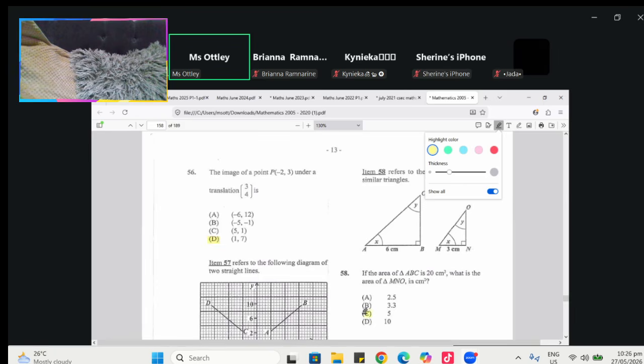Why is the answer 5? Because when we are thinking similar triangles, we can see that the scale factor is 2, right? The scale factor of the 2 triangles is 2. So the scale factor for area is going to be 2 squared, which is 4. So 20 divided by 4 is 5.